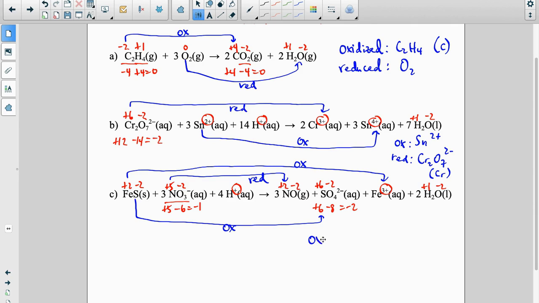So what can we say is oxidized here? FeS, the substance FeS, is getting oxidized. Both elements in FeS are getting oxidized by NO3 minus, which is getting reduced, or the nitrogen in NO3 minus.